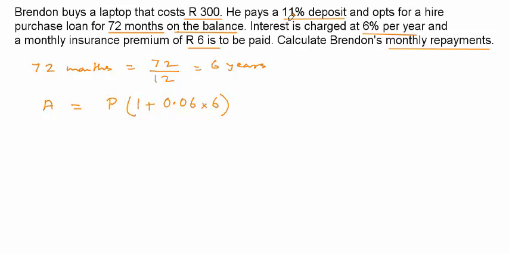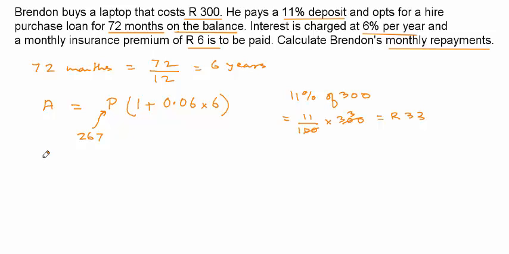Now, if you look over here, he pays 11% deposit. That means he had to pay 300 Rand. He decided, okay, I'm going to pay 11% upfront. So 11% of 300 is equal to 11 over 100 times 300. You cross off the 100 with the 300, that's a 3. So he pays 33 Rand. And the balance, 300 minus 33, that is 267 is this P.